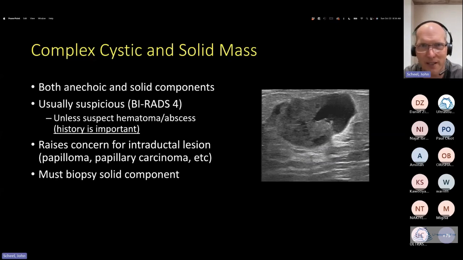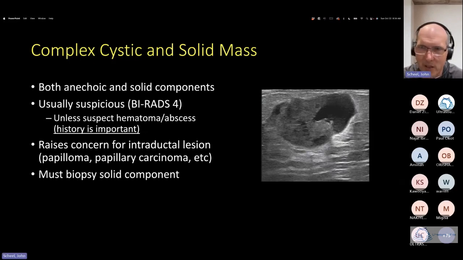Now, complex cystic and solid masses are not cysts. And I want to make sure that this point is very clear. Because of the solid component, it is not a cyst. It is a complex cystic and solid mass. These are BI-RADS 4. And these should get biopsied, and you should biopsy the solid component, not the cystic component. So if there's a dominant cystic component and a dominant solid component, then it is a complex cystic and solid mass and needs a biopsy.